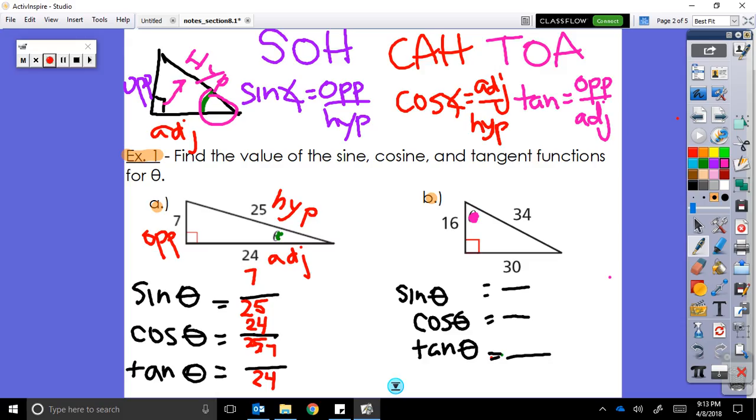Alright, so my sine is going to be opposite over hypotenuse. So my opposite is 30. My hypotenuse is 34, which reduces to 15 over 17. Please make sure you reduce.